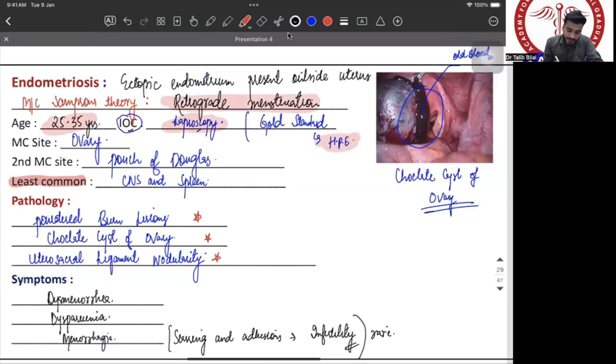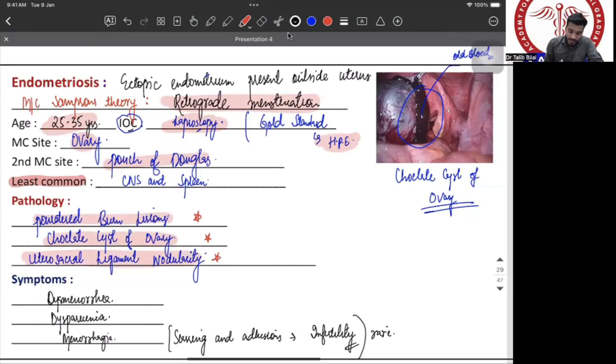The most common site is going to be the ovary. Second most common site is going to be the pouch of Douglas. If I talk about least common, CNS and spleen. The pathological points you will remember: there are powder burn lesions, there is a chocolate cyst of the ovary, and there is uterosacral ligament nodularity. In a clinical case, my dear students, these three things will be mentioned. Have an idea that it's going with endometriosis.